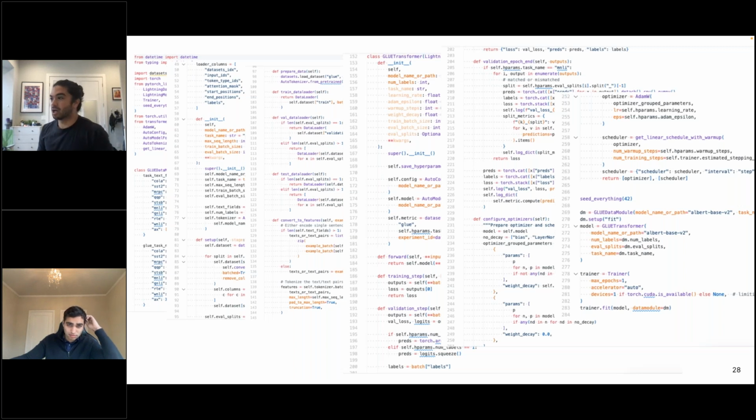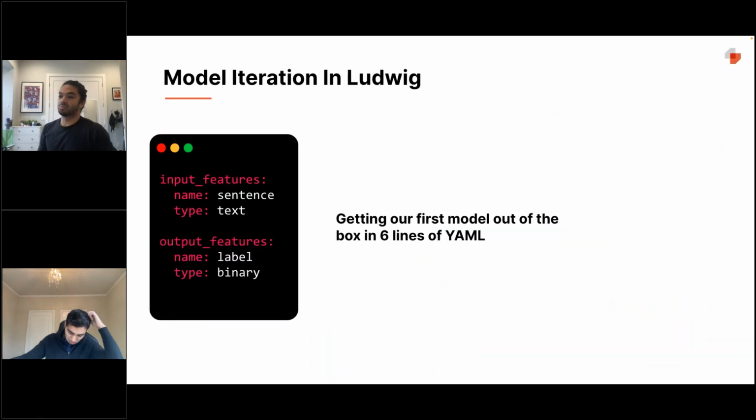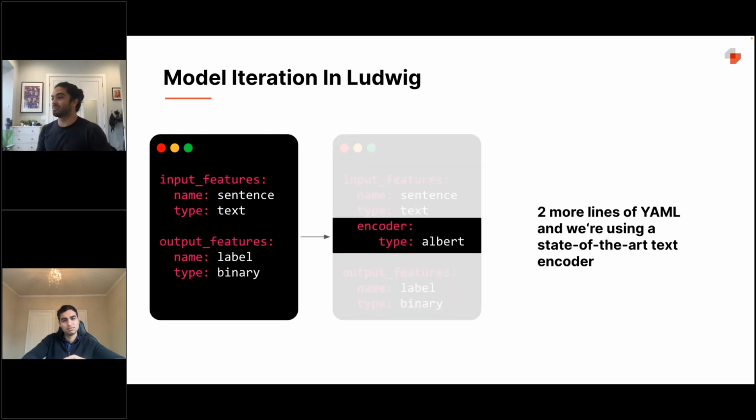In Ludwig, model iteration is much more simple and requires a lot less code. So with your 6 lines, you get your first model. But after that, we want to iterate, and we want to eventually get to the point where we can reproduce the results of that prior slide. So we may add 2 more lines of code, and now we're using this state-of-the-art text encoder, Albert.